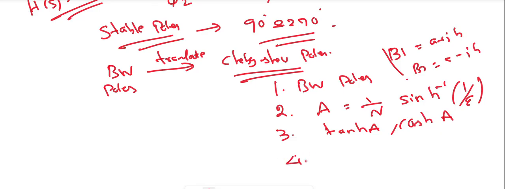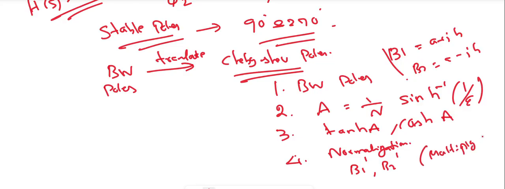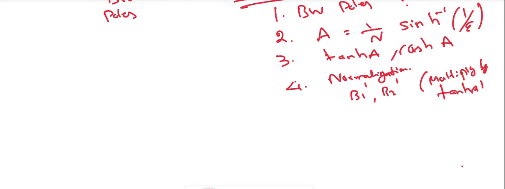Then the fourth one is normalization, you have to do. So the new poles B1 dash, B2 dash, multiplying by tan HA. Then determine the denormalization.